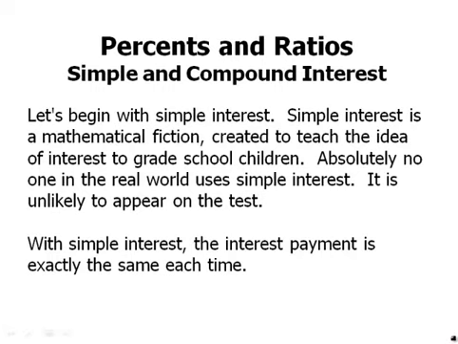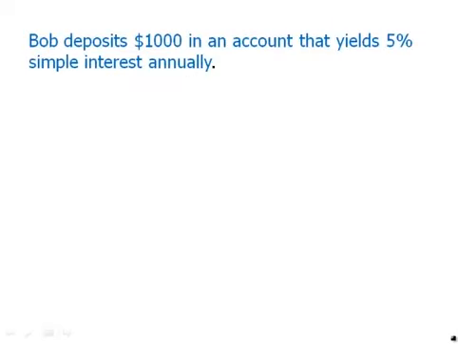With simple interest, the dollar amount of the interest payment is exactly the same each time. So let's think about this. Bob deposits $1,000 in an account that yields 5% simple interest compounding annually. Well, 5% of $1,000 is $50. So what this really means is that every year Bob is going to get another $50 worth of interest.